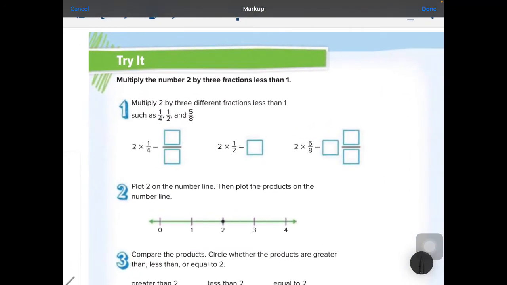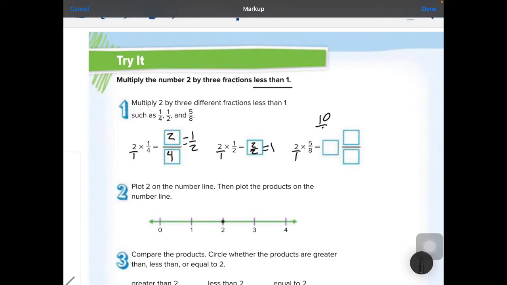Multiply the number 2 by 3 fractions less than 1. Okay, we can do that. 2 times 1 is 2. 4 times 1 is 4. And that will simplify down to 1/2. Okay, turn that into a fraction. 2 times 2 equals 1. And then turn that into a fraction. And of course we could simplify first, but I'm just going to go ahead and multiply it out.